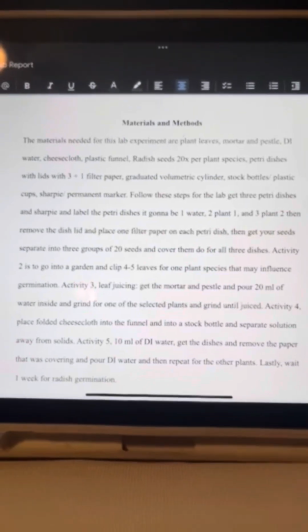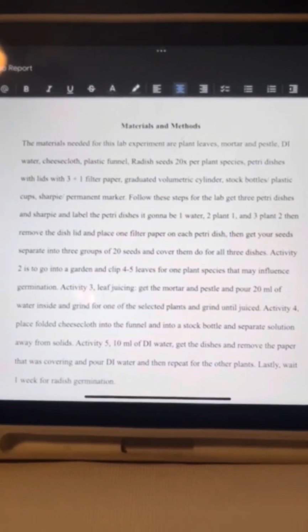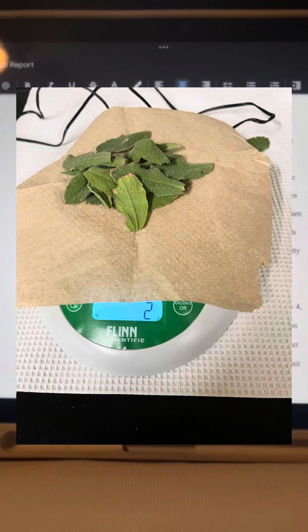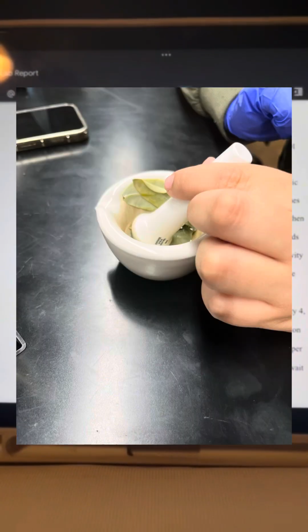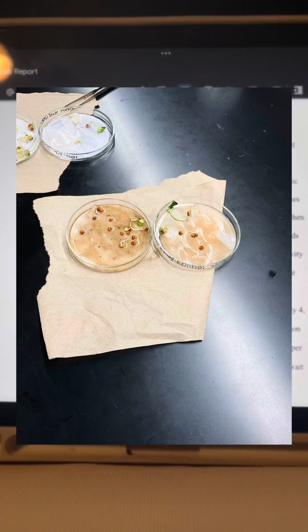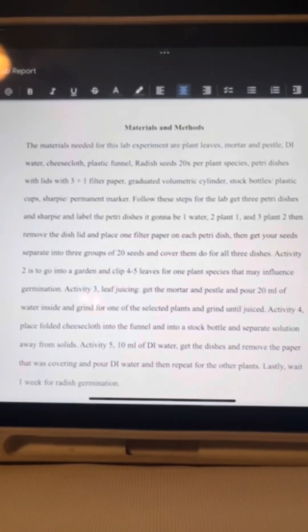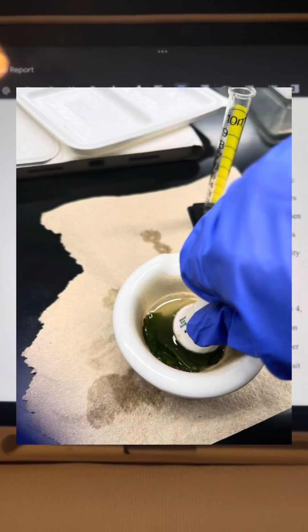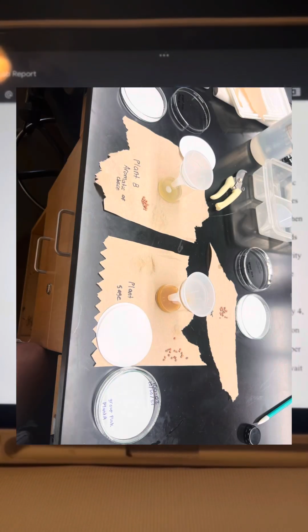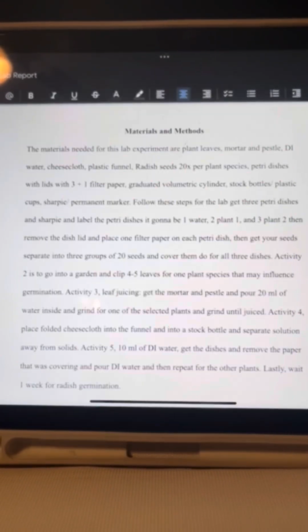The materials that we needed for the experiment were obviously the plant leaves, the mortar and pestles, and the water, cheesecloth, plastic funnels, the seeds, petri dishes, filter paper, graduated volumetric cylinder, stock bottles, and Sharpies.